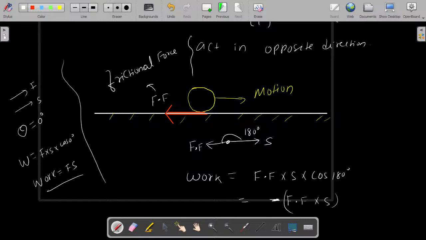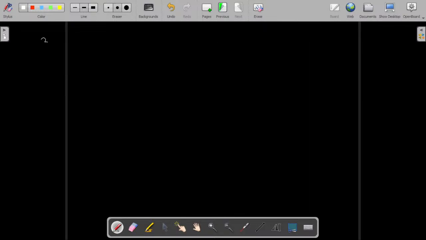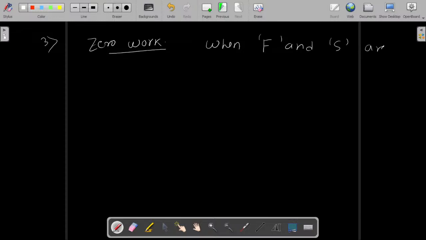Third one, you write down zero work. Write down in this, when force, F means force and S means displacement, if force and displacement are perpendicular to each other. Okay, if force and displacement are perpendicular to each other.